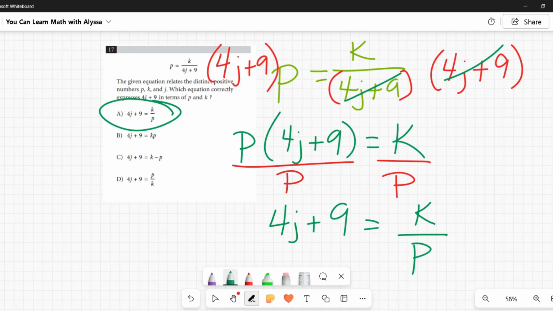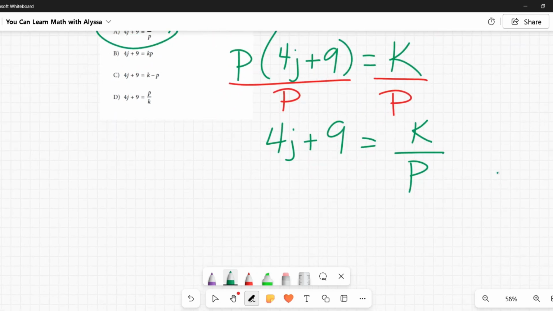If that happens, if they had asked for J by itself, you would still go through this process. You would still get to this point, and then you just keep going forward. You would subtract 9 on both sides to get rid of that. And then after you've done that, you would divide by 4 on both sides. Another way of doing that is multiply by 1/4 because we got this fraction over here. That's probably the way I would go. And that would get rid of the 4 and the 9, and you just have the j.